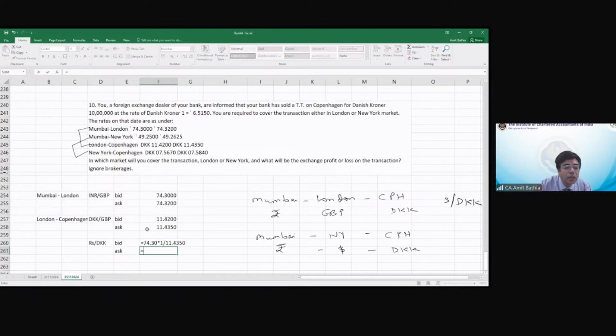Now, for ask, it will be 74.32 into 1 upon 11.4200.